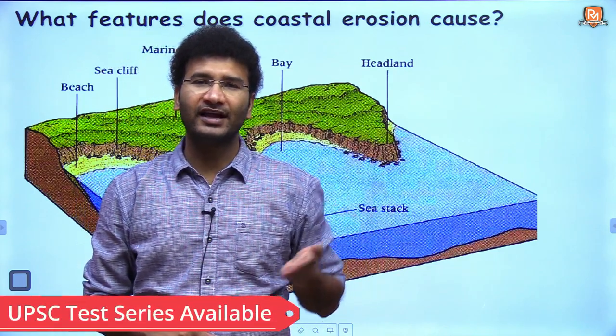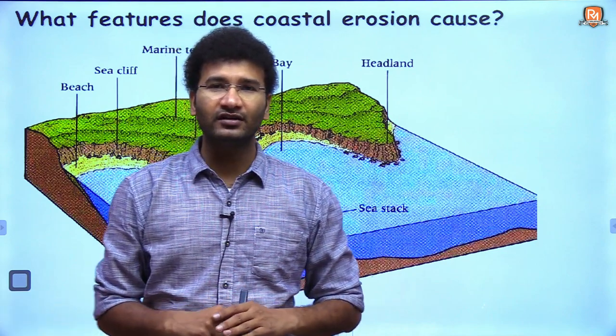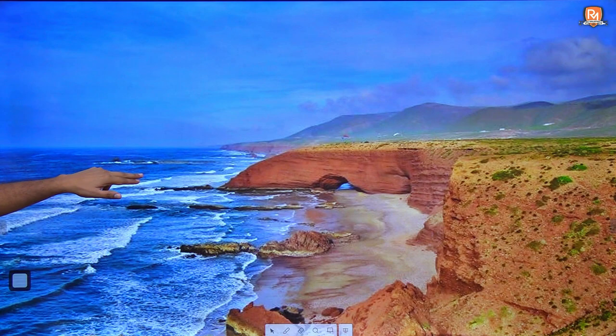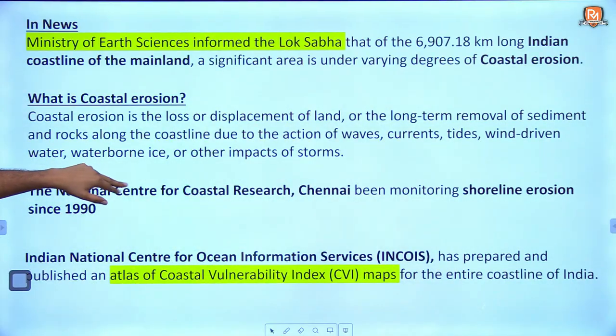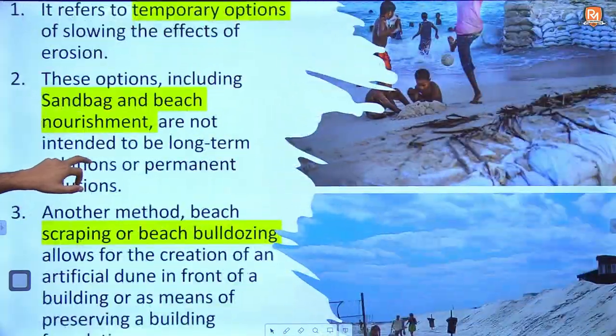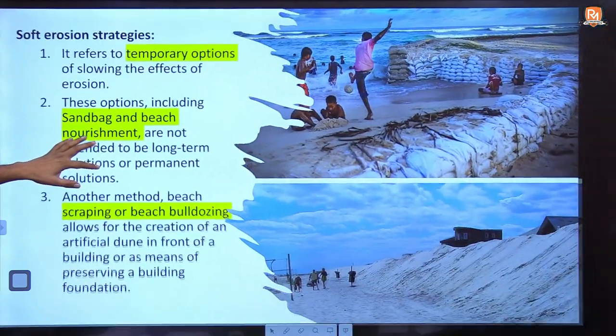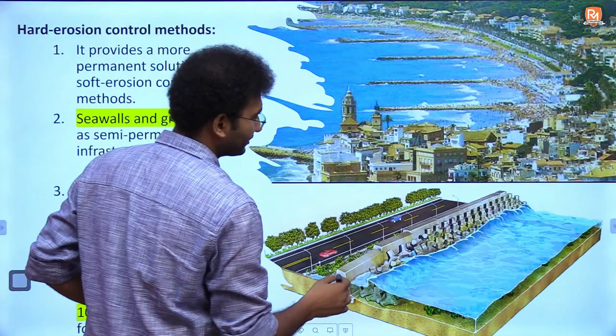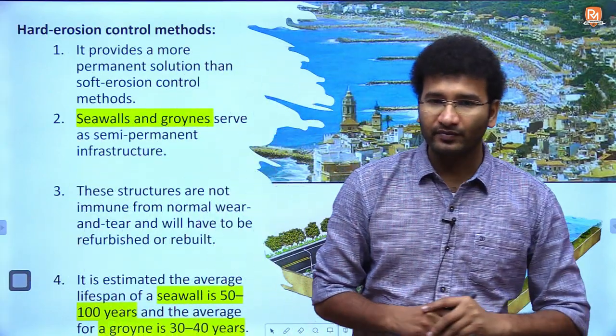A similar kind of extreme erosion of the cave can lead to the arch formations also. So sea stacks, bays and headlands, these are some of the coastal erosional features and depositional features, right? Now let's quickly look into the hard erosion control methods.